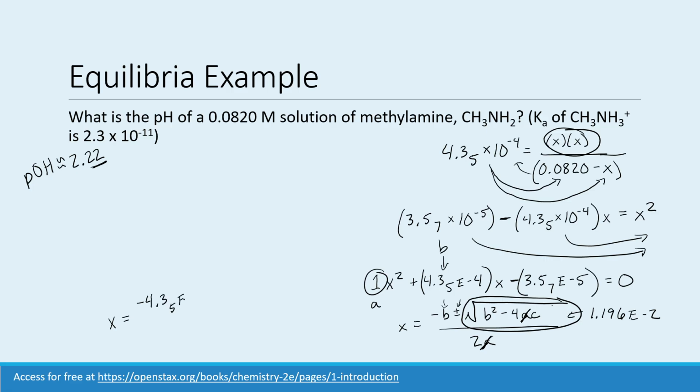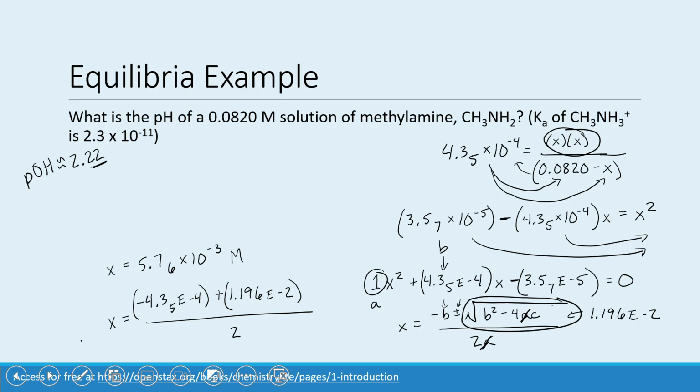So x will be equal to -4.35 times 10 to the -4, and then add the square root value that we just calculated, which is 1.196 times 10 to the -2. Okay, so add those two values together and divide by 2. And afterwards, you should get that x is equal to 5.76 times 10 to the -3.